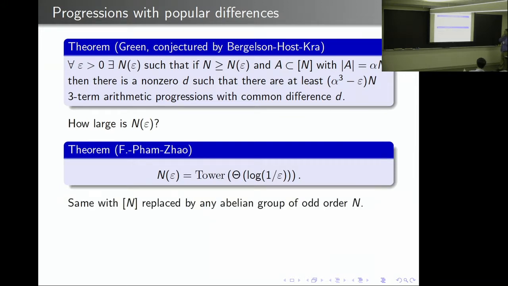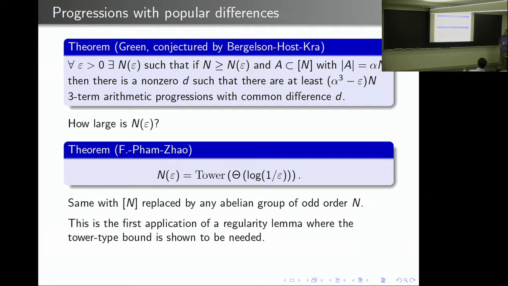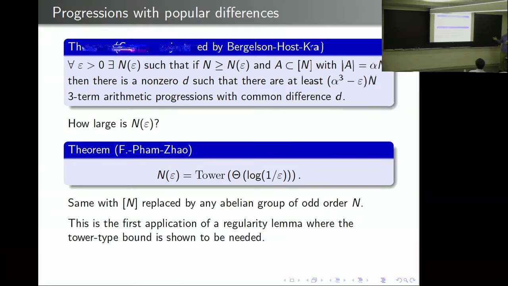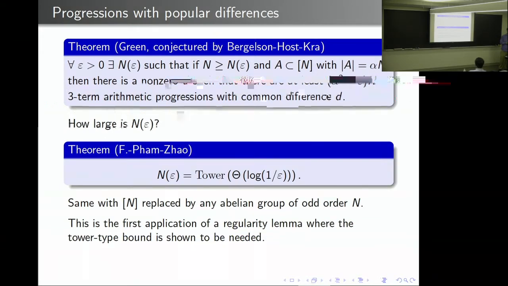And the same result holds if you replace the interval 1 to N by any abelian group of odd order. And this is the first application of the regularity lemma where the tower type bound is shown to be needed. There was this program I mentioned earlier to get rid of the regularity lemma. This is the first time we see that for one of these applications, the tower type bound you get really is necessary. We knew for the regularity lemmas that this tower type bound was necessary, but we suspected that for these applications there should be much better bounds.